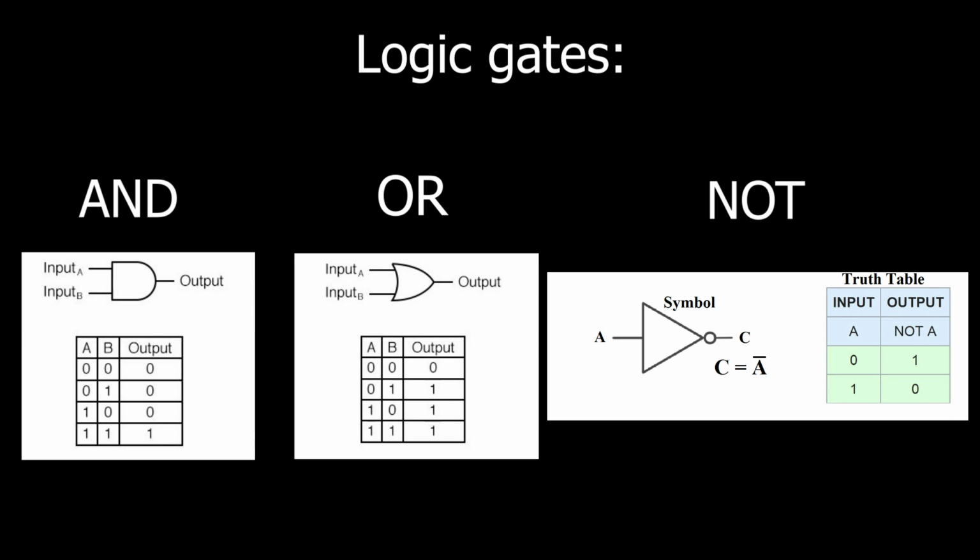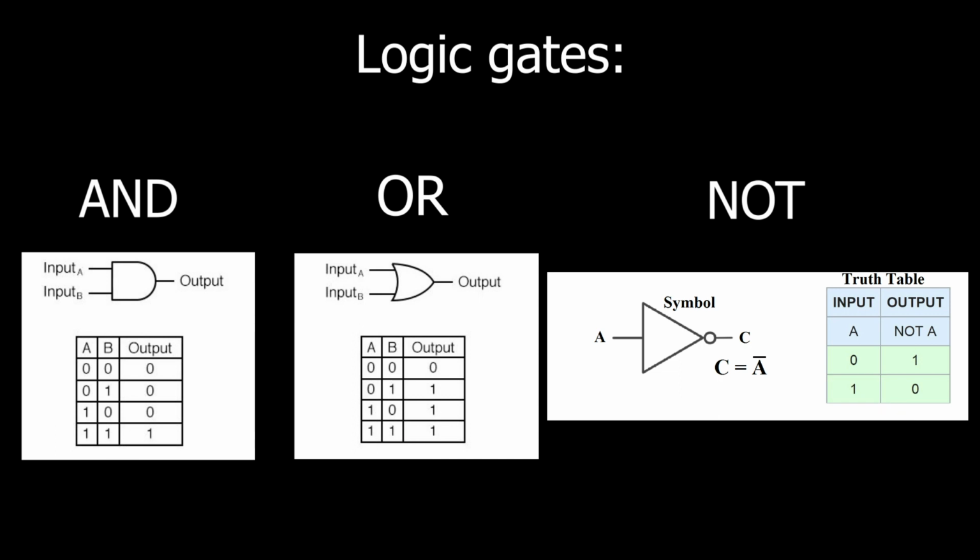As you can see on screen, here is the symbolic representation of each gate, which can be found when looking at a digital circuit diagram. Associated with each gate is what is known as a truth table, which is a way to visualize what the output will be of each gate depending on the combination of input values used.